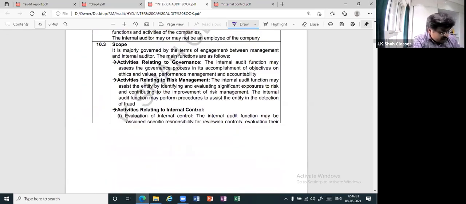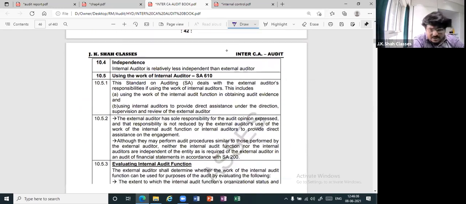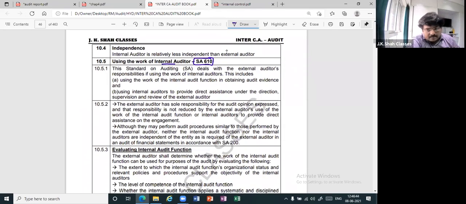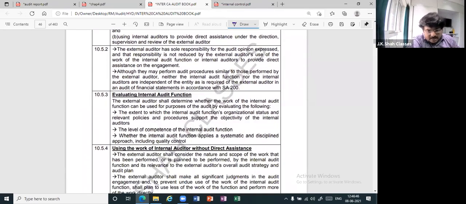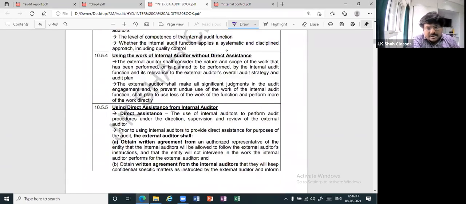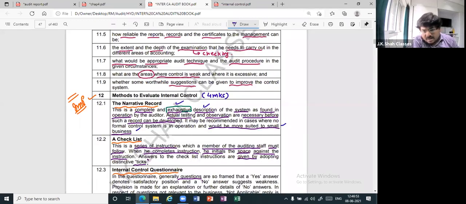All cool. Acha. Apart from that, there is one more standard, SA 610, that I was talking about, using the work of an internal auditor. This standard we have to understand entirely, but that will happen later. Because standards on auditing, we are anyways doing later, not now. But it will happen. Apart from that, benefits of evaluation of internal control, done. Apart from that, methods of evaluating internal control, done.